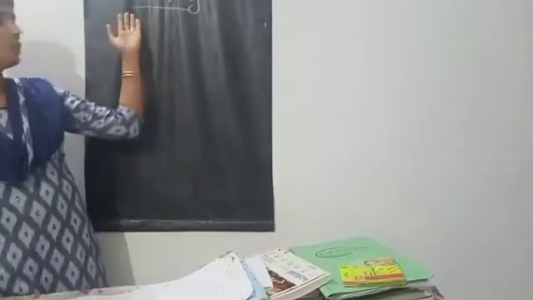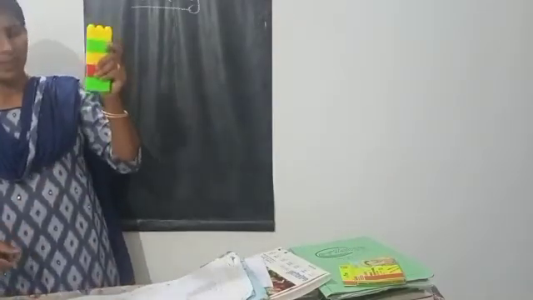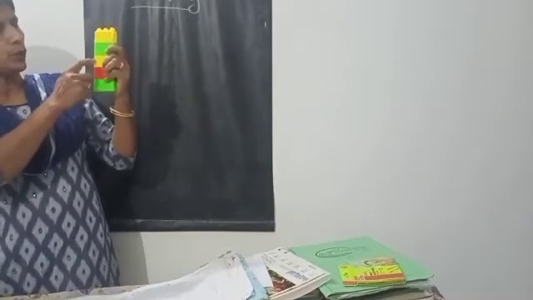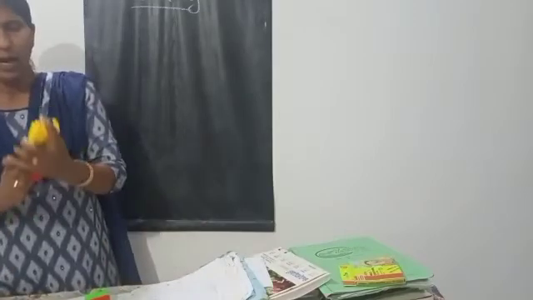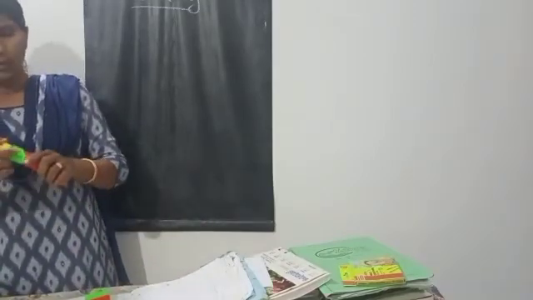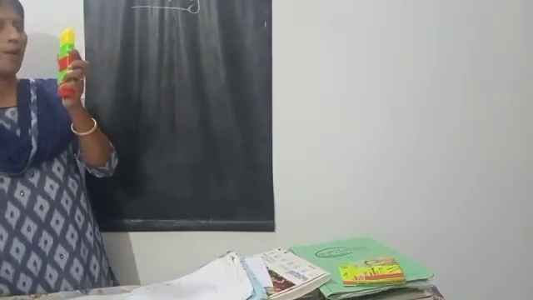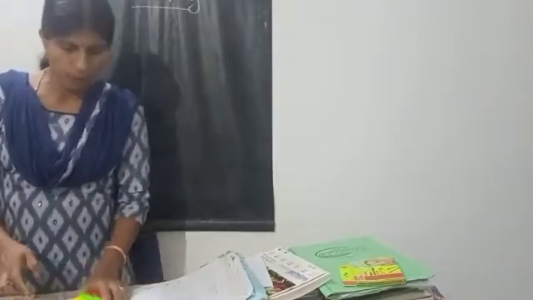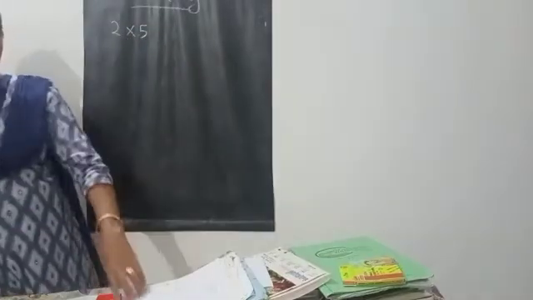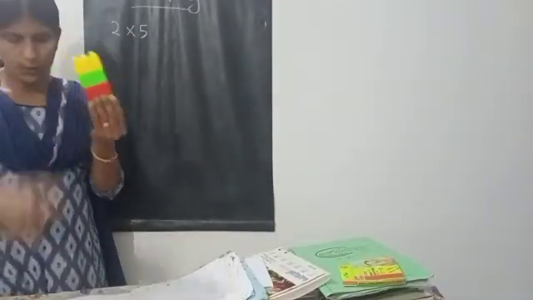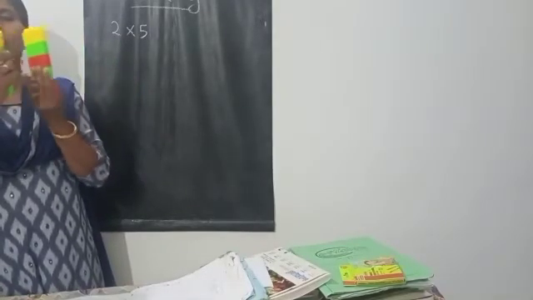Today we will learn about dividing. See children, you can see a set of bricks. 1, 2, 3, 4, 5. 5 in this set. Then here we have one more set. This also has 5. Two sets of 5. That is 2 times 5. 1 time 5 and 2 times 5. This is total 10. 5, 10.